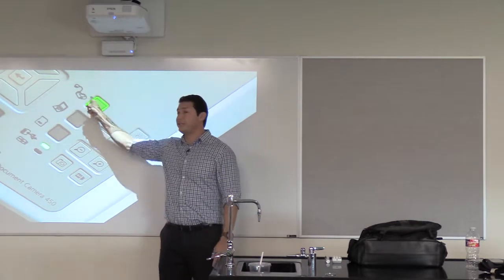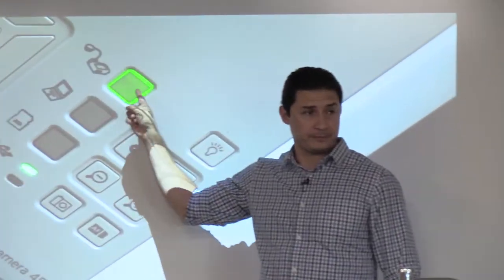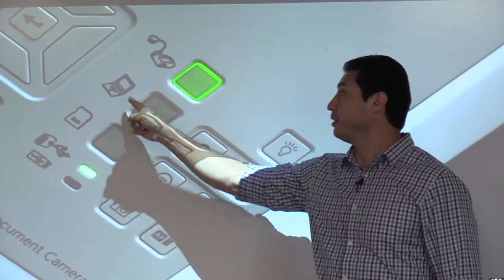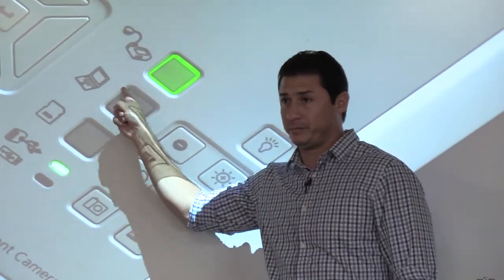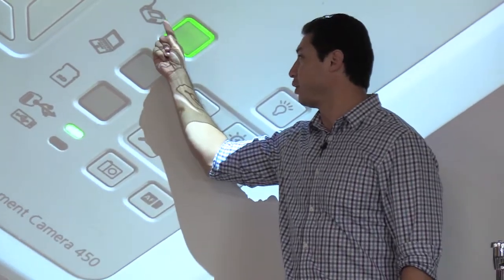If that light is on, you're on VGA. You with me there? If this light is on, you're on computer mode. Right, see the laptop and then the program there?